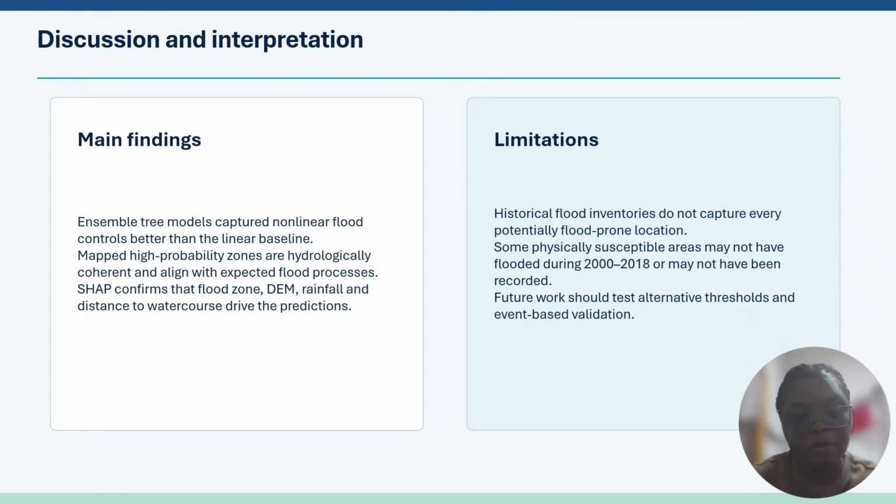In this slide, we'll be looking at the interpretation of our model, and it's been broken into two columns: the main findings and also the limitations that we faced. The result demonstrates that tree-based methods outperform the linear baseline model because they are better able to capture complex and nonlinear relationships. The predicted high probability flood zones are hydrologically coherent and correspond to known flood-prone environments.